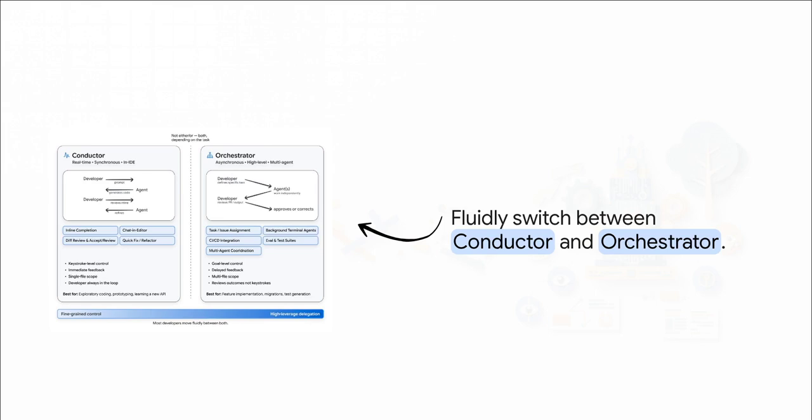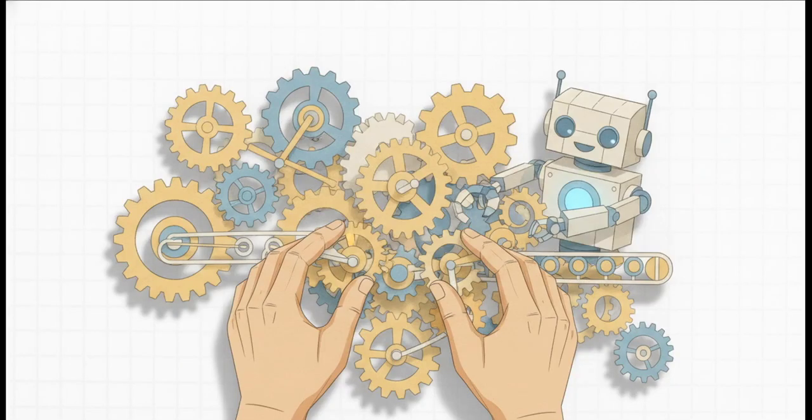To pull all of this off, you essentially have to adopt a brand new mindset. You must fluidly switch between two very distinct personas, the conductor and the orchestrator. Depending on exactly what you're building in the moment, you will need to adopt entirely different modes of interacting with the machine. Let's break those down.